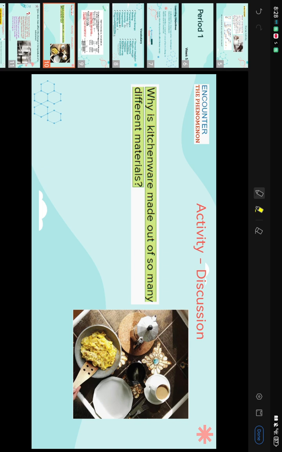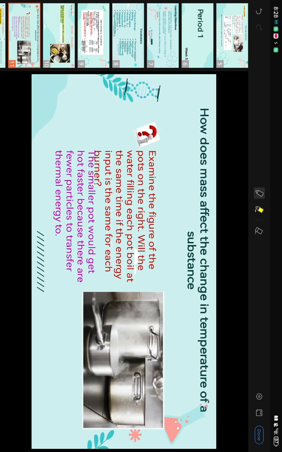Okay, here we have a question for discussion. Why is kitchenware made out of so many different materials? Why is it made from stainless steel, wood, different materials? Why glass? So let's figure it out. Examine the figure of the pots on the right. Okay, look here. Will the water filling each pot boil at the same time?